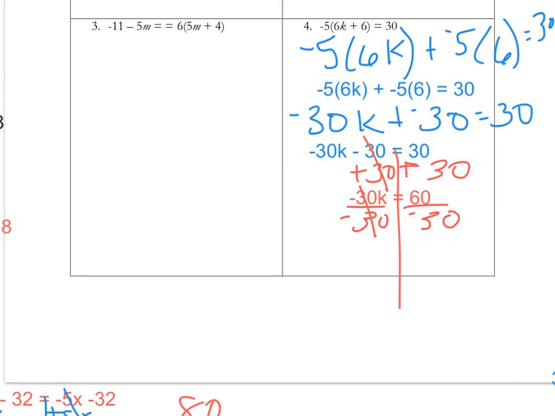So then 60 divided by negative 30, a positive divided by a negative is going to give us a negative, and 60 divided by 30 is 2. And again, you can plug that in to see if it makes the statement true.